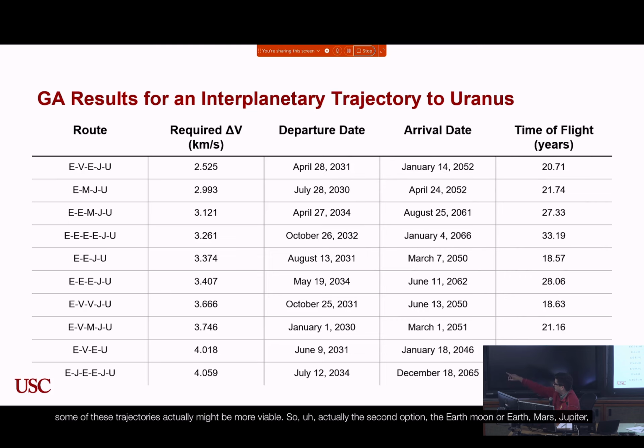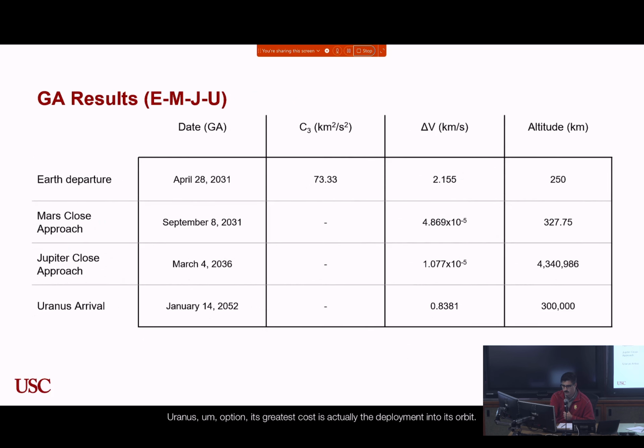So actually the second option, the Earth, Mars, Jupiter, Uranus option, its greatest cost is actually the deployment into its orbit. And so if you are able to get a higher energy inertial stage, this would actually be a very cost-effective way of getting to Uranus that would only cost you less than a kilometer per second, modeling in the two-body problem sense. Can you go back to slide 14 again?